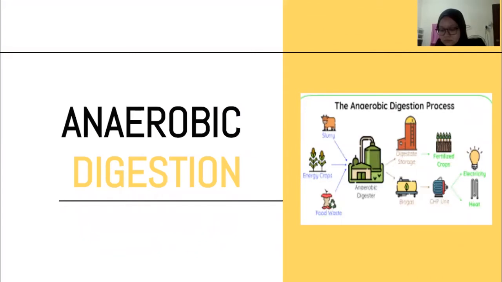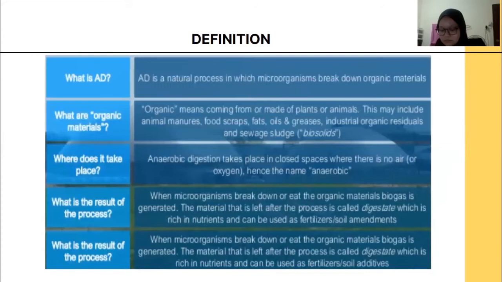Okay. So there are several treatments for cheese wastewater. The first one, I'll be talking about anaerobic digestion. So what is anaerobic digestion? It's a natural process in which microorganisms break down organic materials. The organic materials in this case are coming from the whey itself, such as food scraps, fat, oils or greases, or industrial organic residuals and sewage sludge.